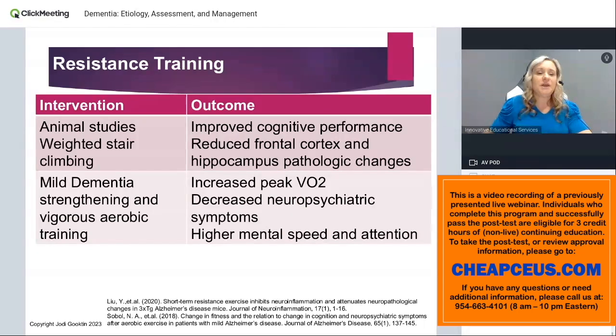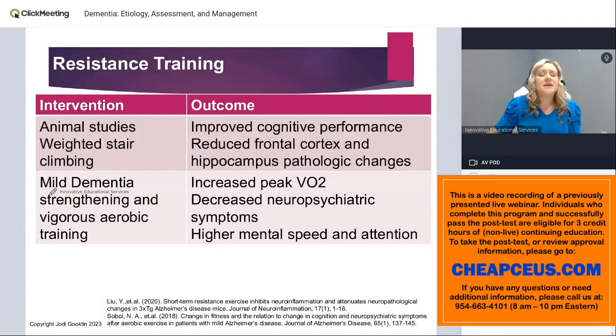Examining resistance training, there was one animal study where they had mice with pre-existing cognitive impairment, put little weighted vests on them, and had them go up and down stairs. They did find improved cognition and, again, less pathology physically present on imaging studies, compared to mice that were sedentary.